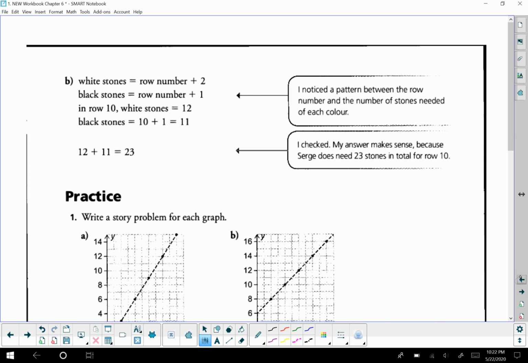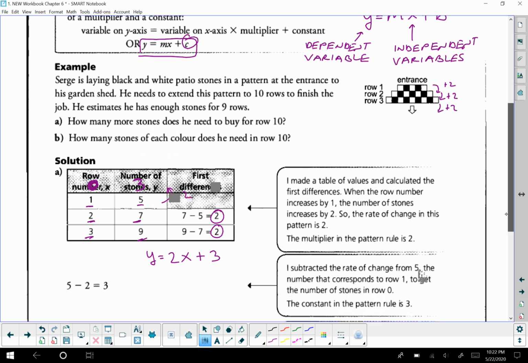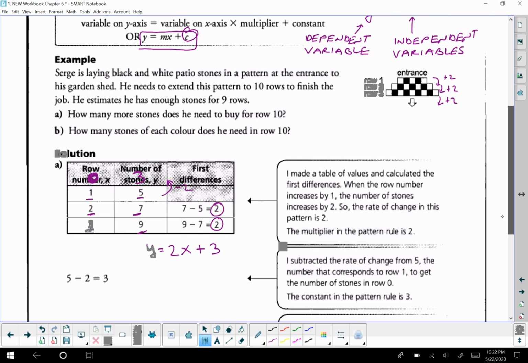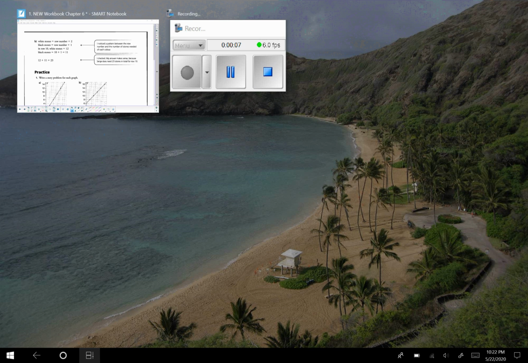B, oh, sorry, I didn't read B. B said, how many stones of each color does he need in row 10? So let's skip there. So as you can see, white stones in a row is +2, and black stones in a row is +1. And then what they do here is they just kind of keep adding, I guess. Let me just pause that.